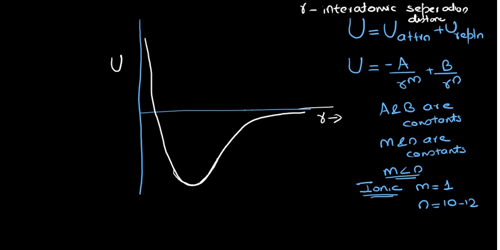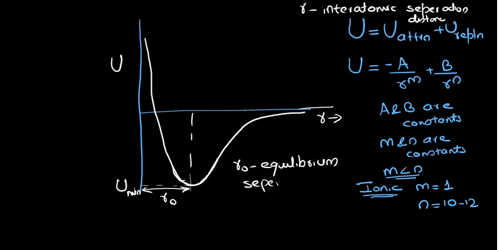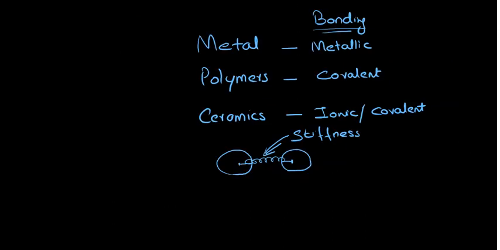You can see that there is one particular energy level where the energy is minimum. This is the U minimum region. The potential energy is minimum, and correspondingly there is a separation distance. This separation distance we call the equilibrium separation distance. So R0 is the equilibrium separation distance, which corresponds to the distance between the two atoms when the energy is minimum.